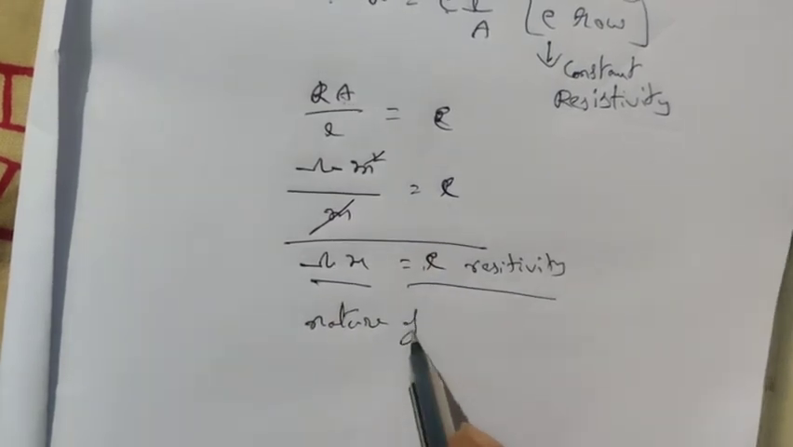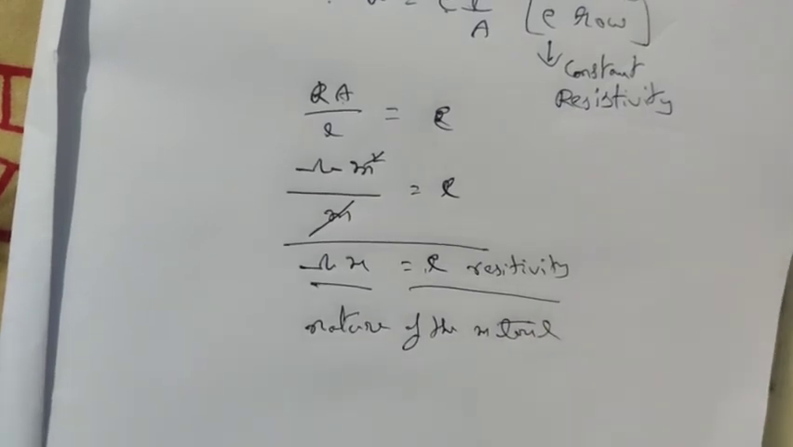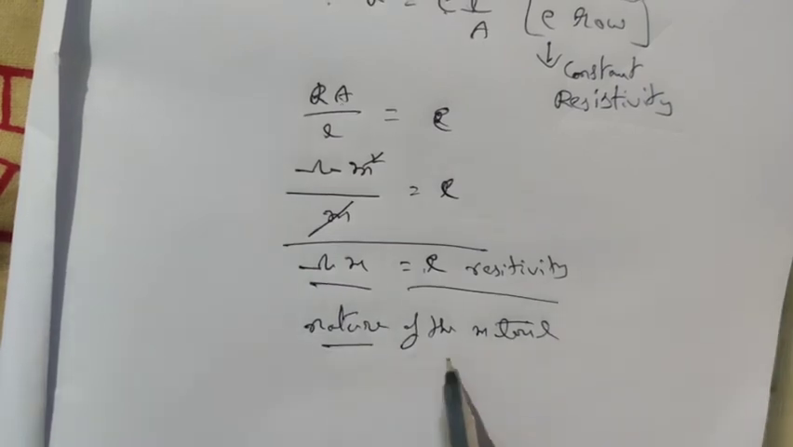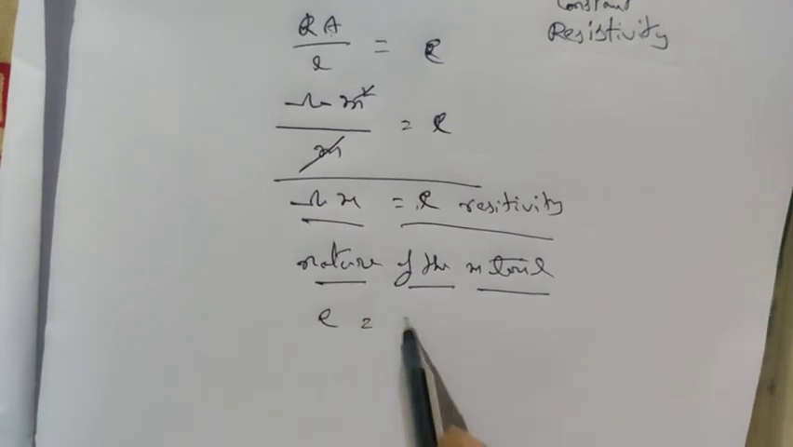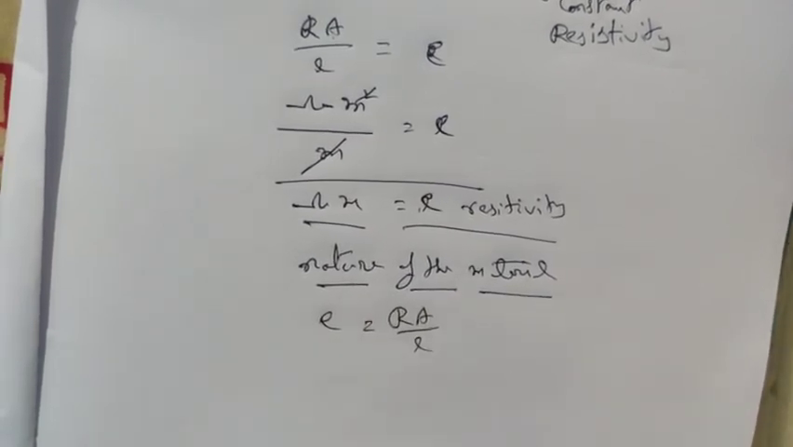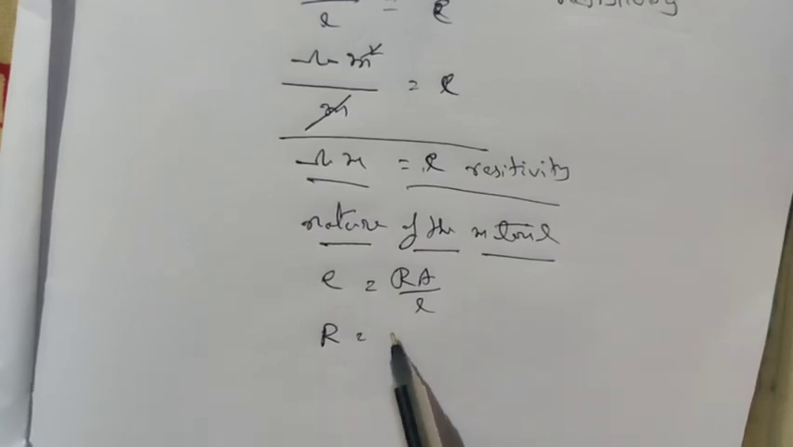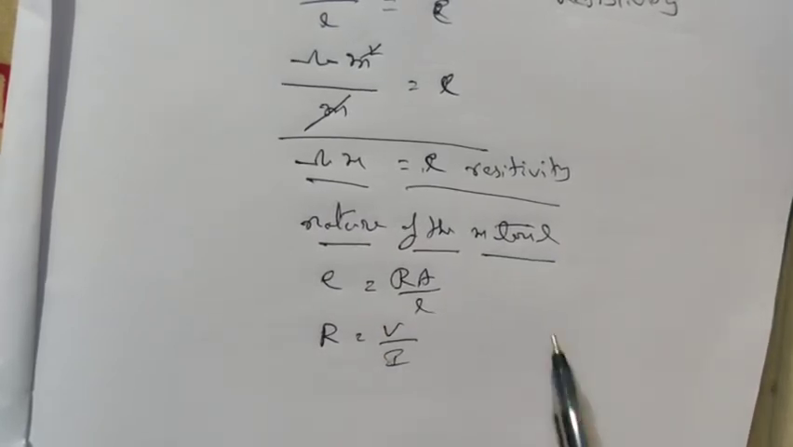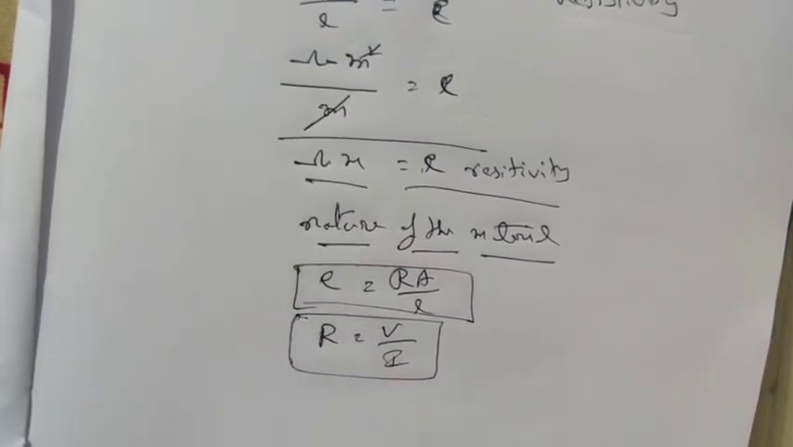Resistivity depends upon the nature of the material. Resistance depends upon length, breadth and physical factors, and resistivity depends on the nature of the material. So what is the formula for rho? Rho equals RA by L. What is the formula for resistance? R equals V by I. This is the formula for resistance, and this is the formula for resistivity.